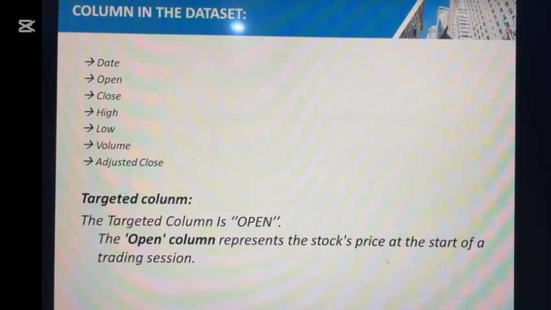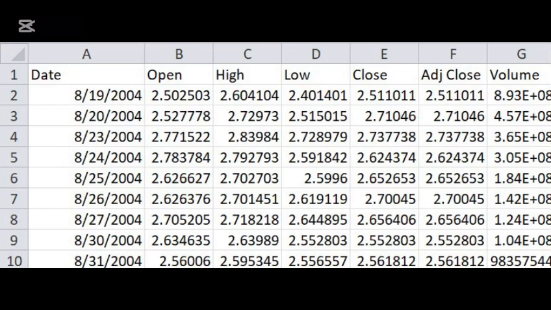In our dataset, we have the following columns: date, open, close, high, low, volume, and adjusted close. In that, our targeted column is the open column, which represents the stock price at the start of the trading session. This is our datasheet which has 7 columns.